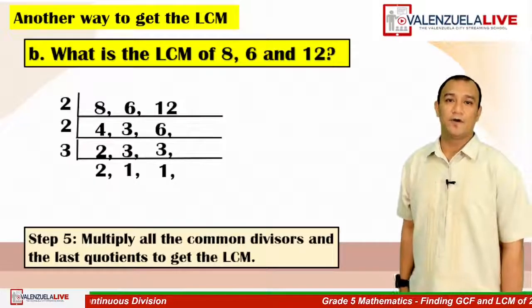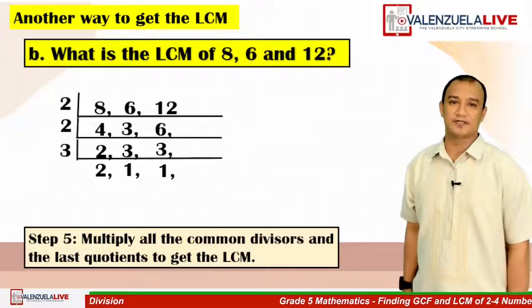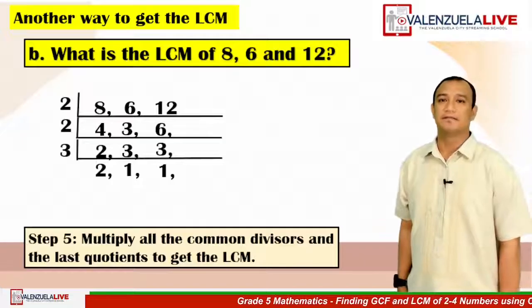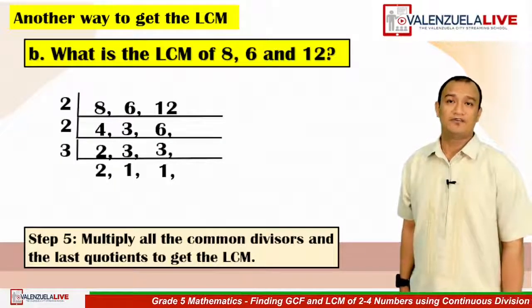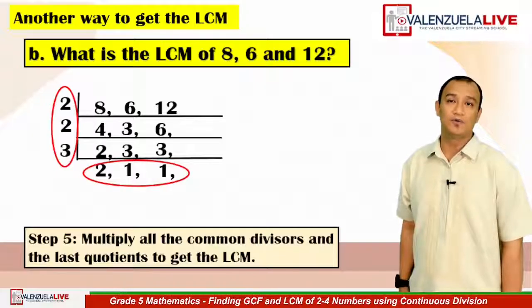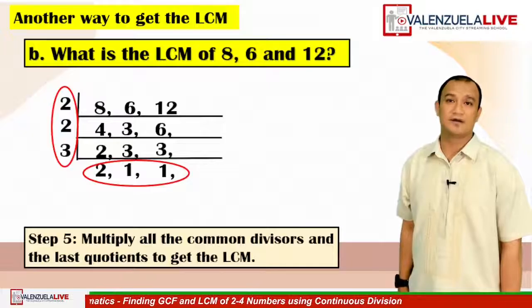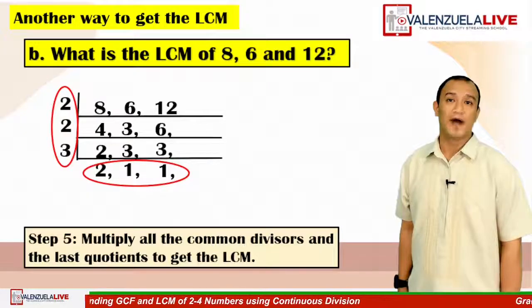Multiply all the common divisors and the last quotients to get the LCM. Now here, our common divisors are 2, 2, and 3. And our last quotients are 2, 1, and 1.